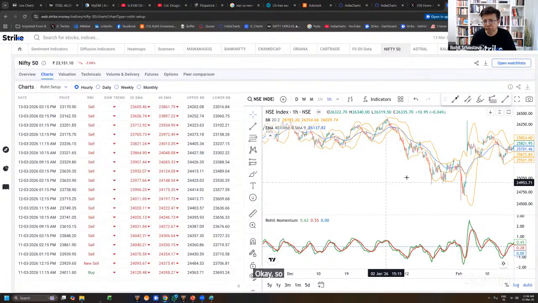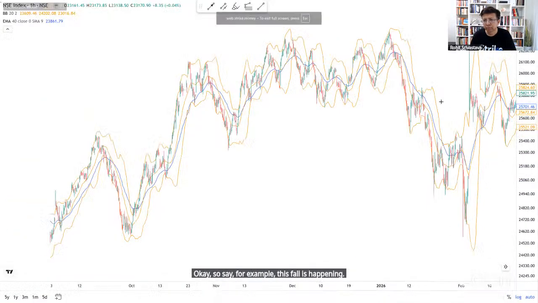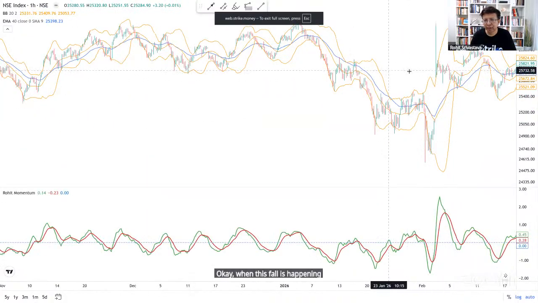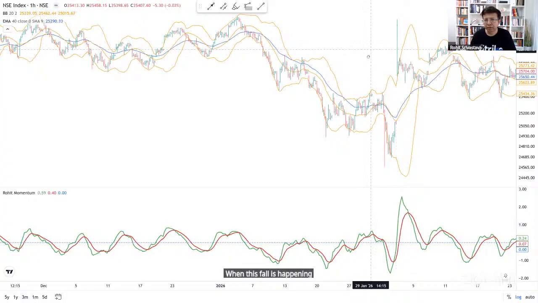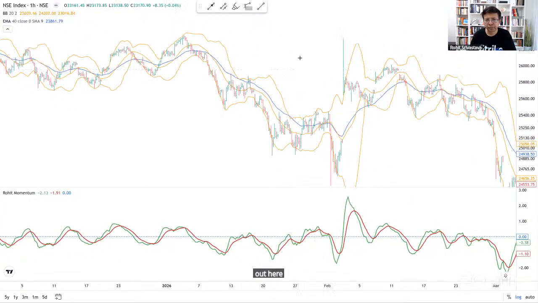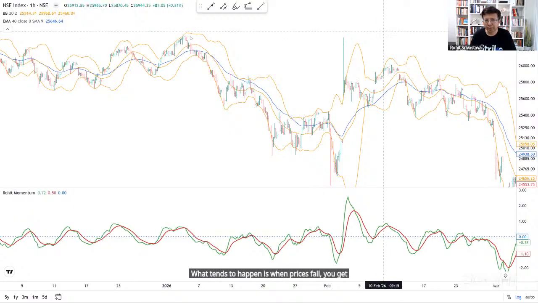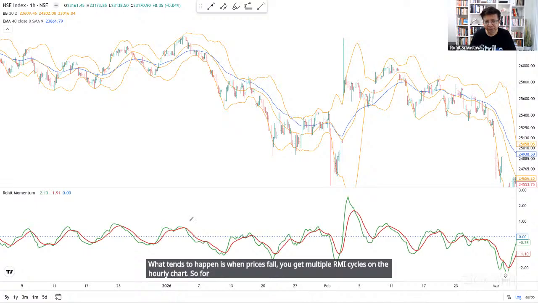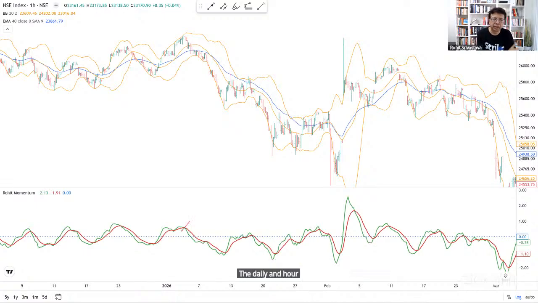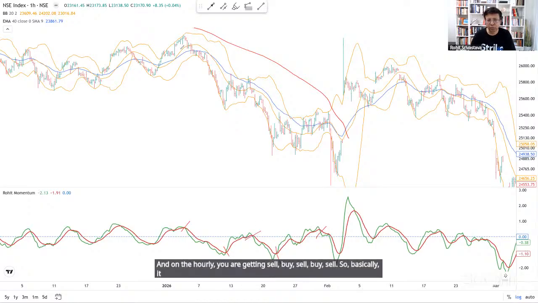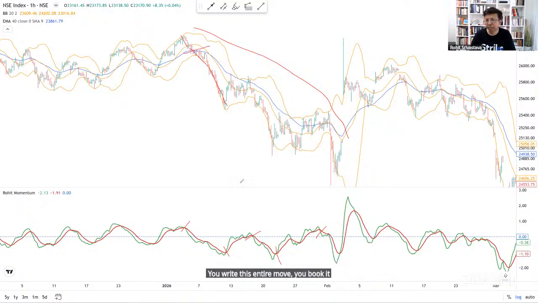Okay, so say for example, this fall is happening, and I need the indicator also. When this fall is happening out here, what tends to happen is when prices fall, you get multiple RMI cycles on the hourly chart. So for options traders, the daily and hourly RMI combination is important. Here, throughout, the daily RMI is in sell, and on the hourly you are getting sell, buy, sell, buy, sell. So basically it is telling you can buy some puts here, you ride this entire move, you book it out when your options have made money.